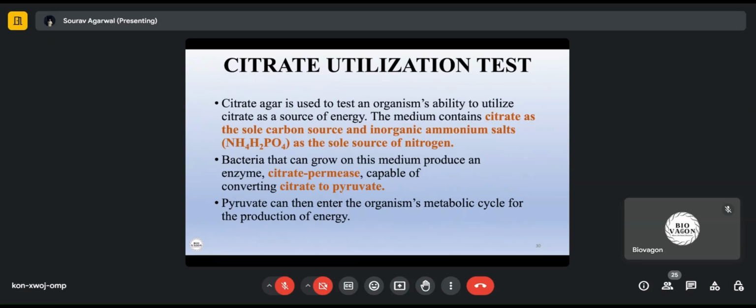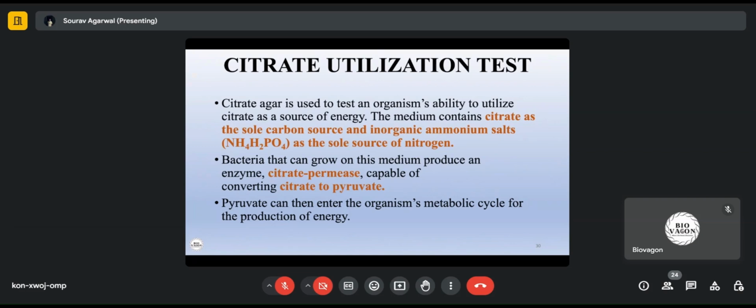And okay, this is the last test for the IMViC series and the last test for today's session, which is the citrate utilization test. In this test, you will be giving bacteria the sole source of carbon, which will be citrate, and the sole source of nitrogen, which will be ammonium salts.